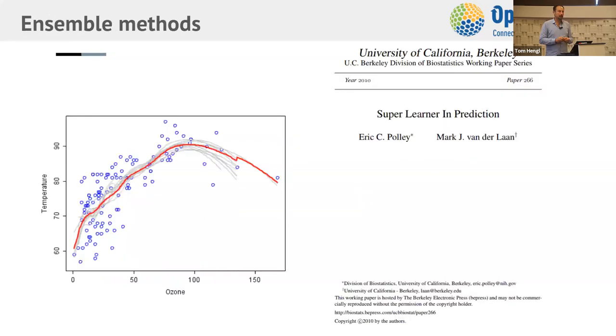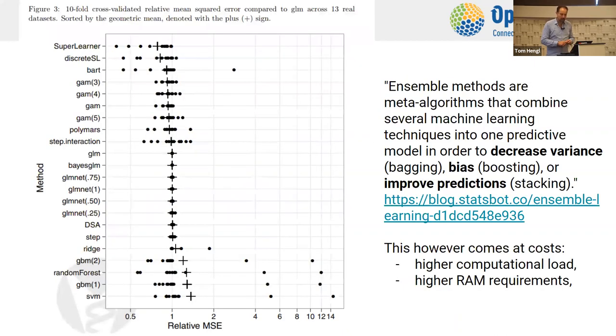This is the SuperLearner by Eric Polley and Mark van der Laan. As I said, they're from Berkeley. They look at this: you can have many models, and then the red model is the ensemble. But how do you estimate that model? So they came to this algorithm where they penalize a bit more than other algorithms.